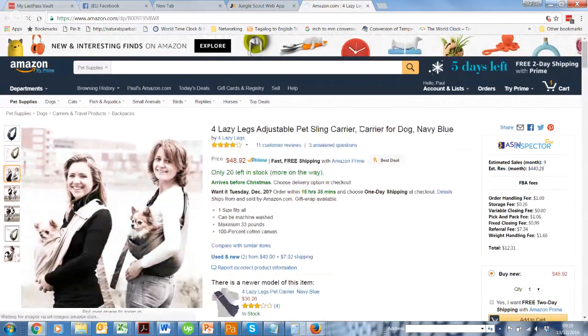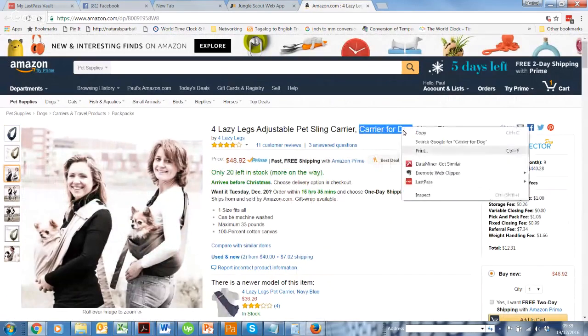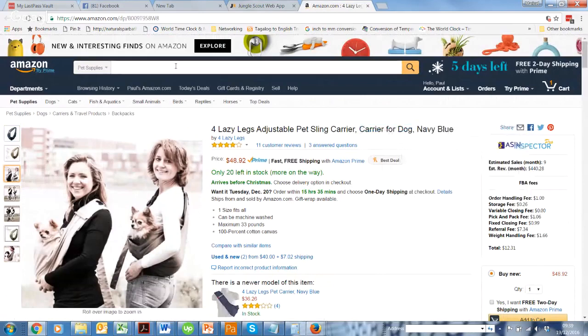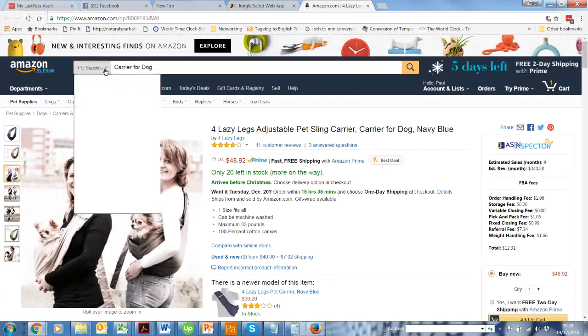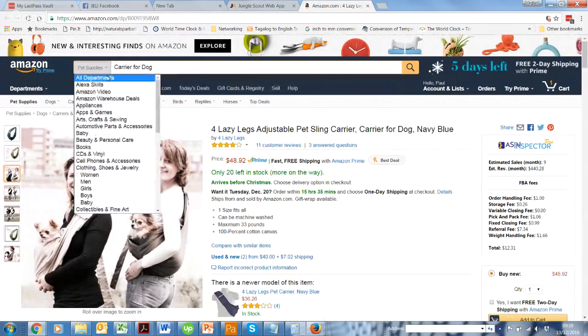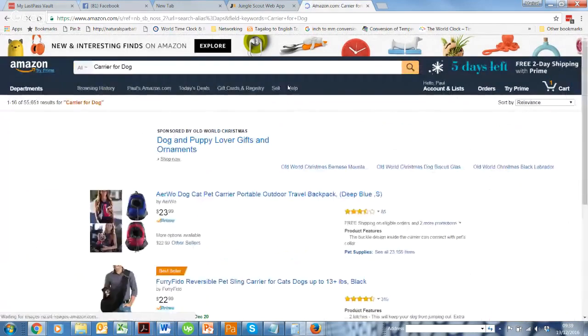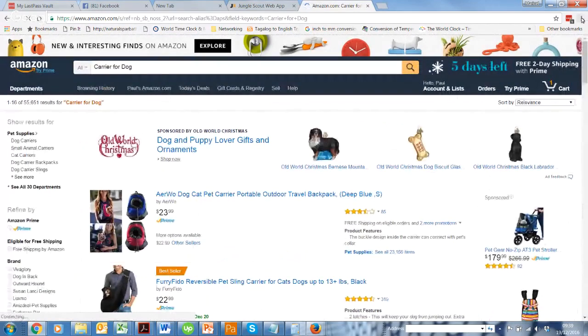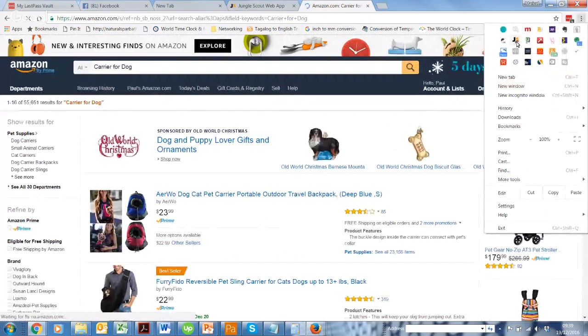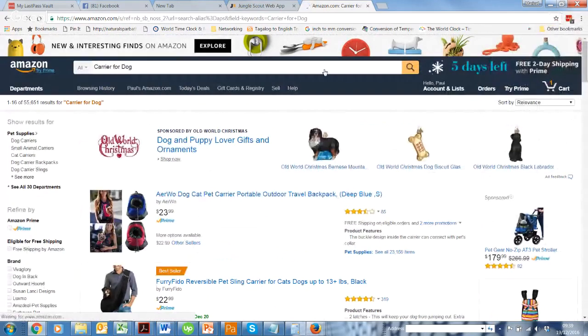So a carrier for dog. I think that could well be a relatively good keyword in order to go and have a look at this. So I'll just copy that and paste that into the search bar. Go back up to all categories or all departments. Do the quick search on that. Once that pulls up the page, I'm then going to run Jungle Scout Chrome app and see where we are for that.